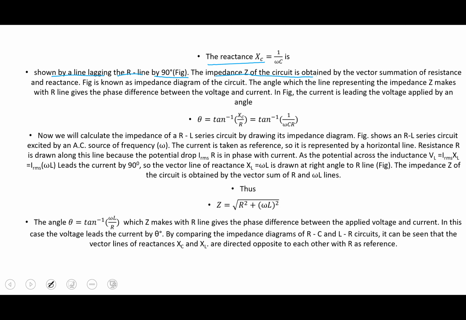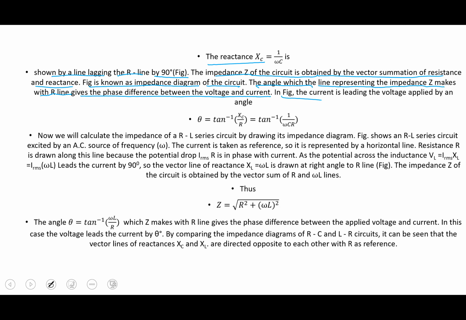The impedance Z of the circuit is obtained by the vector summation of resistance and reactance. The figure shows the impedance diagram of the circuit. The angle which the line representing the impedance Z makes with R gives the phase difference between the voltage and the current.